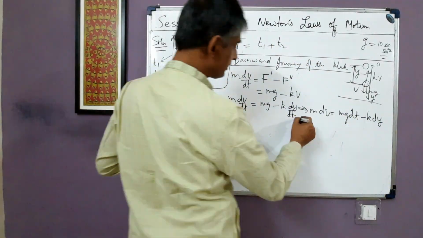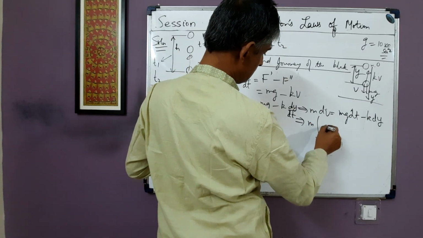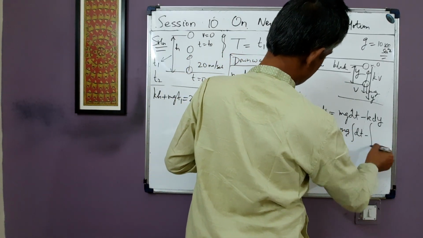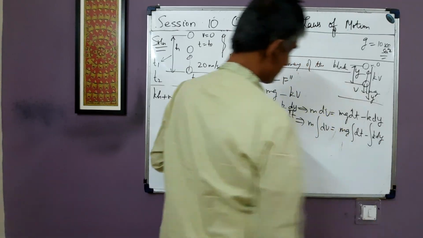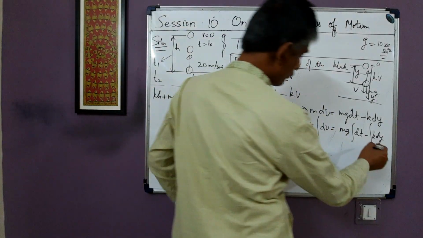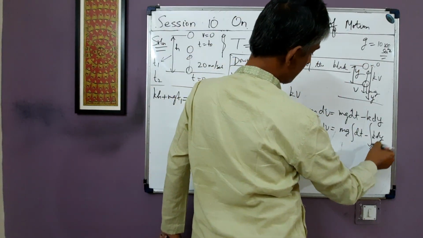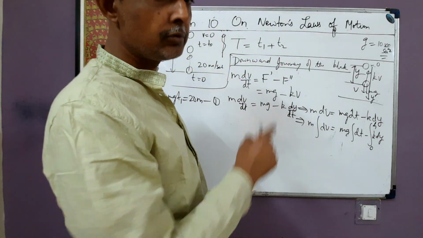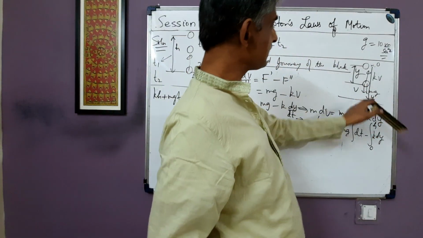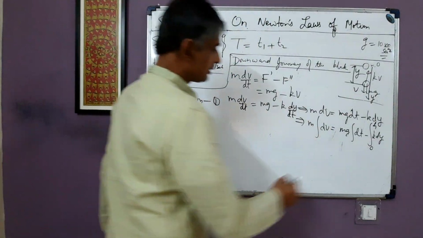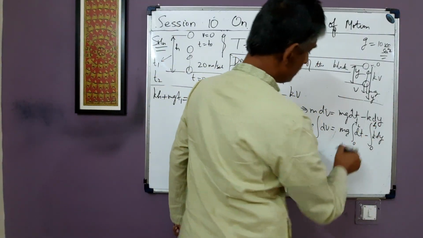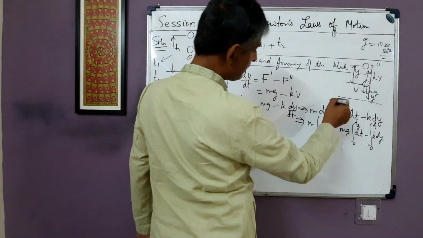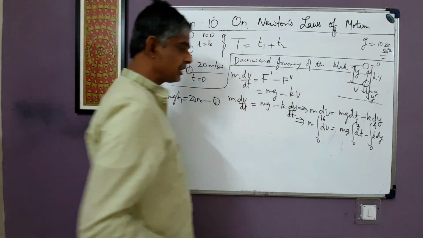Now I integrate this equation again. The integral becomes mg integral dt minus k integral dy. What is the limit of y? y starts from here, and the maximum y is what? h. h is the maximum height attained by the block from the ground. In the downward journey, it moves the distance h before hitting the ground. The time limit is 0 to t2. t2 is the time of descent of the block. v is initially 0, and at its lowest point its speed becomes 16.